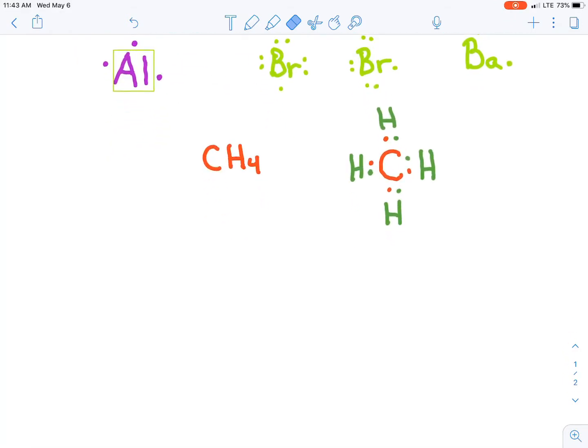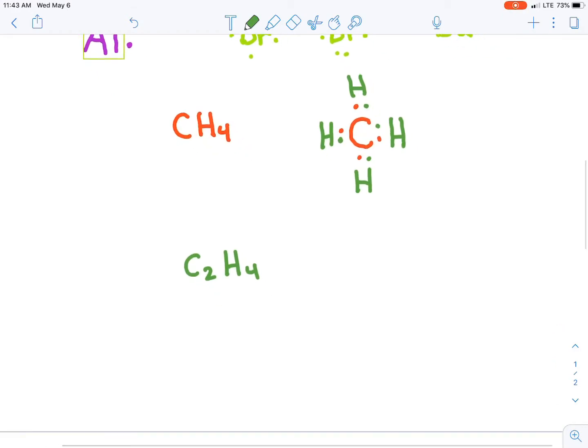All right, now let's do some other weird things here. I'm going to stay with the carbon compounds. Let's do C2H4. Oh my goodness, that seems fun. Okay, so we'll draw our C first. Now, if you have 2 C's, they're going to be in the middle, right?